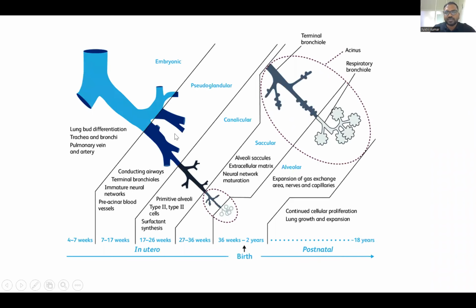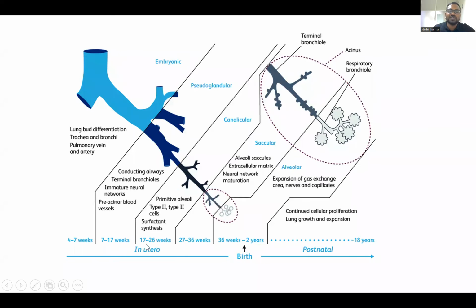These are the pictorial representations of the different stages of lung development. In the embryonic phase, mainly the lung bud differentiation occurs, and the trachea, bronchi, pulmonary veins and arteries are formed. It starts from the 4th to 7th week. In the pseudoglandular phase, conducting airways, terminal bronchioles, immature neuronal networks, and pre-acinar blood vessels are found, from 7 to 17 weeks. In the canalicular phase, primitive alveoli and type 2 Clara cells are formed, and surfactant synthesis starts from this phase only.